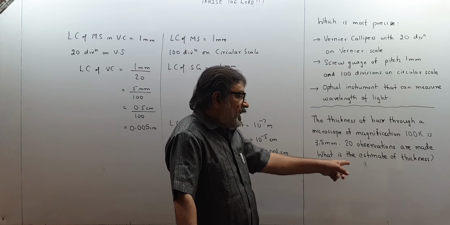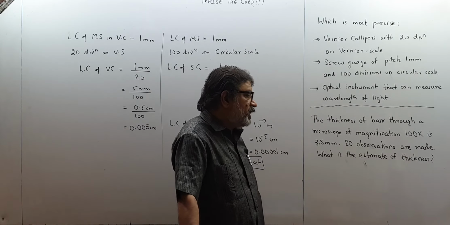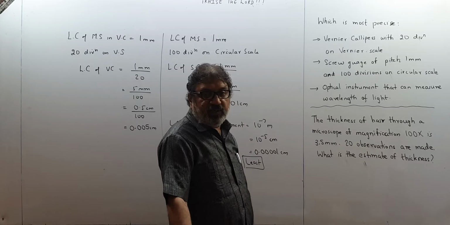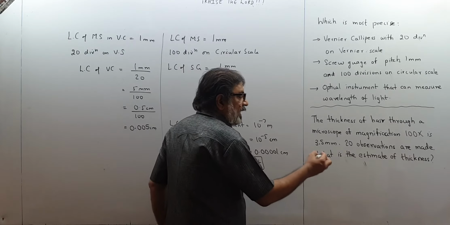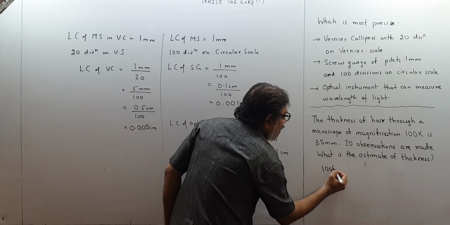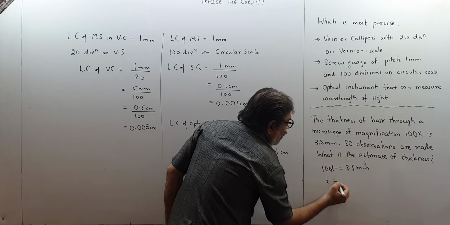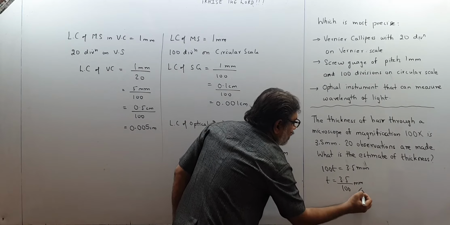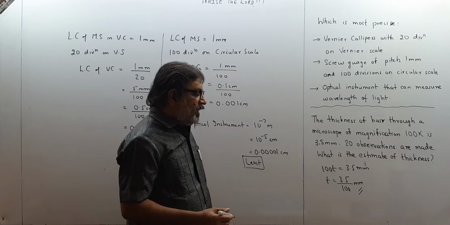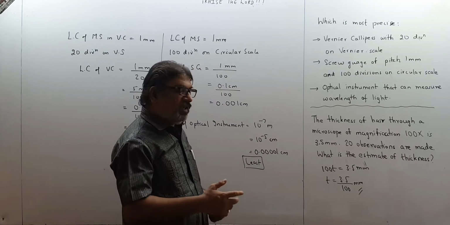So what is the estimate of thickness? He says 20 observations are made. That is okay. That has got nothing to do with the answer. What is the estimate of thickness? So children, if T is the thickness of the hair, then at 100 times magnification, 100 T is coming out to be 3.5 millimeter. So T will be how much? 3.5 upon 100 millimeter. This will be the answer. You can write down 0.0035 millimeter or centimeter, whatever. Okay, please pause and copy, children.